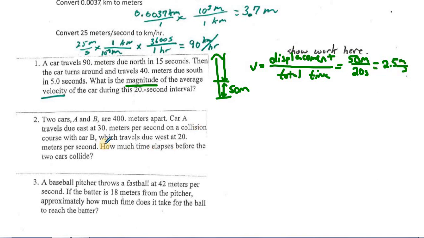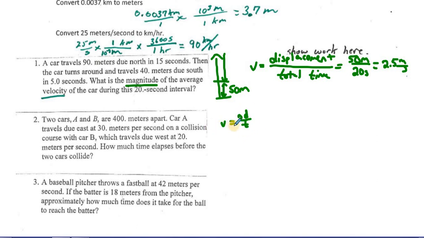Okay, so the next one. We're taking a look at 2 cars, A and B, that are 400 meters apart. Car A is traveling due east at 30 meters per second on a collision course with car B, which is traveling due west at 20 meters per second. So how much time elapses? We're going to use the definition of velocity as a displacement divided by time.